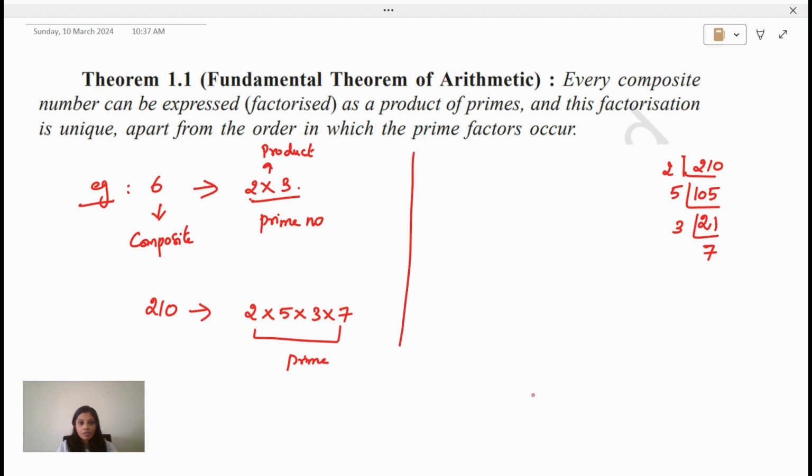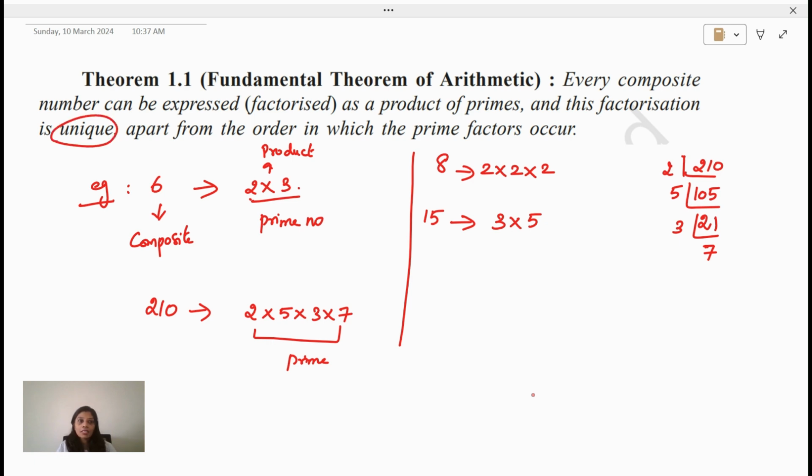For example, if I want to write the product of primes of 8, it is 2 times 2 times 2. So three 2's are multiplied together to get 8, which is the unique way of representing the product of primes for 8. Similarly, 15 can be expressed as 3 times 5. Any other number cannot be expressed only with the primes 3 and 5. Only 3 and 5 will give you the number 15, isn't it? Hence, the factorization is unique.